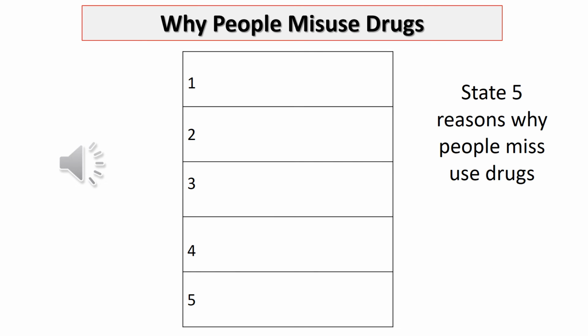So in your books, I want you to label 1 to 5 in your column, and we're going to now look at the misuse of drugs. So if you give this a little side heading, misuse of drugs, then put down 1 to 5 in your margin, and I want you to list 5 reasons why people might take drugs or misuse drugs.